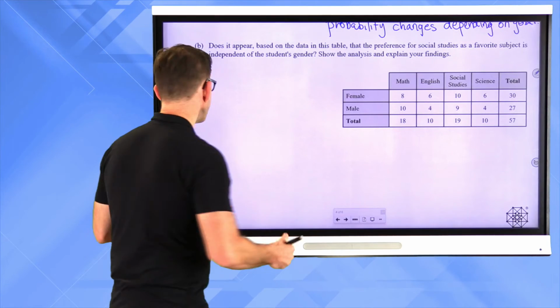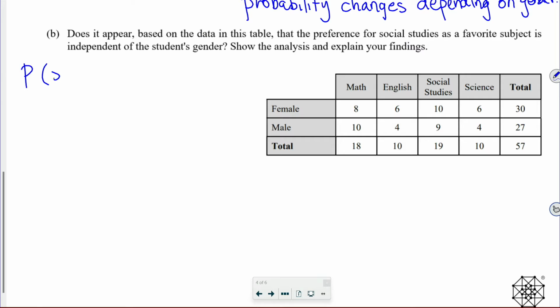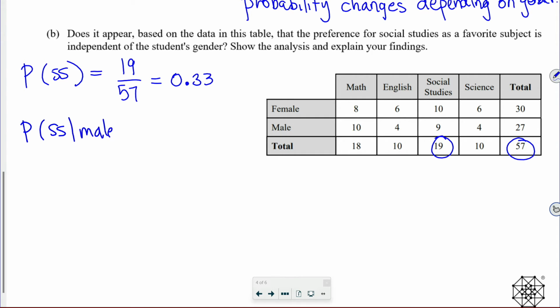All right, so first thing I'm going to do is figure out the probability overall of social studies. I'm just going to abbreviate that as SS so I don't have to keep writing social studies. Again, what we've got is 19 out of 57 overall. And if I do that on my calculator, I find that it is 0.33. Then I'm going to look at the probability of social studies given that a student is male. In that situation, we're looking at 9 out of 27. And that ends up being 0.33 again.